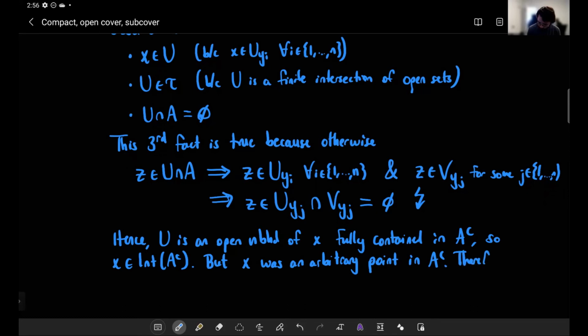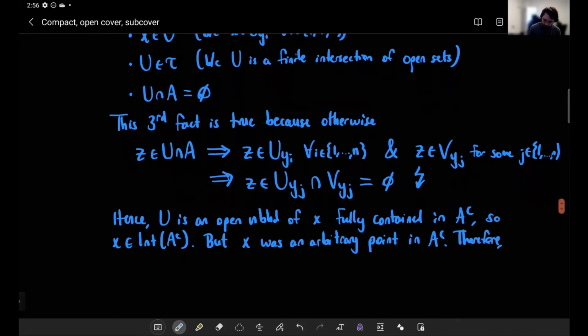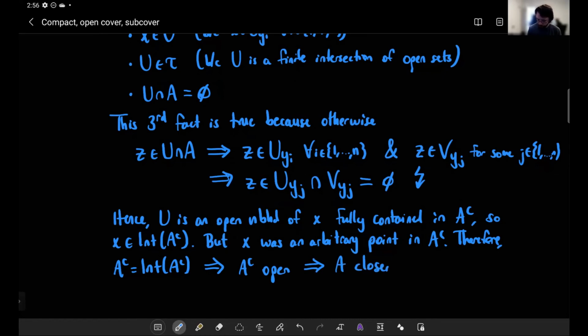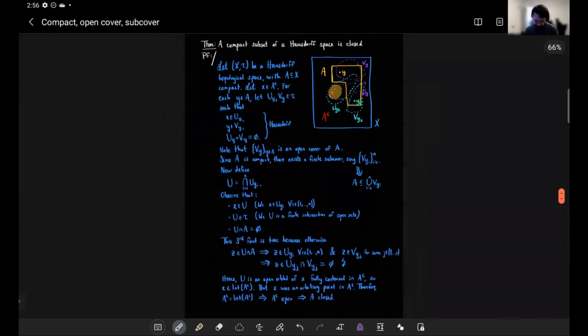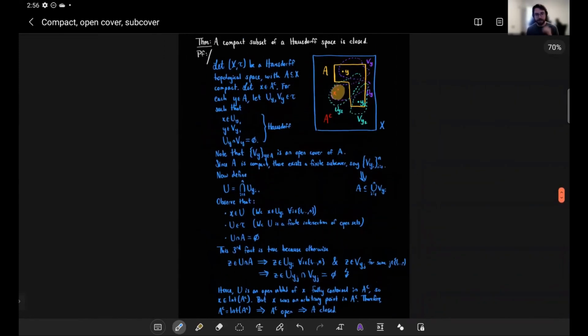Therefore, that actually tells you A complement is equal to its interior, which is the same as saying A complement is open. But if the complement of a set is open, then that set is closed. And that's where we wanted to get to. A compact subset of the Hausdorff space is closed. You can see why I left a whole page for this proof. It did take everything.